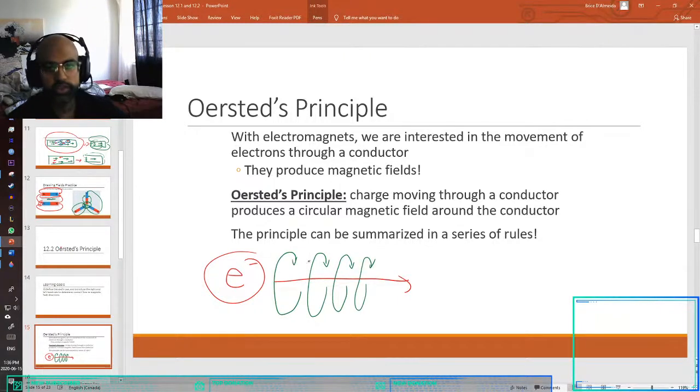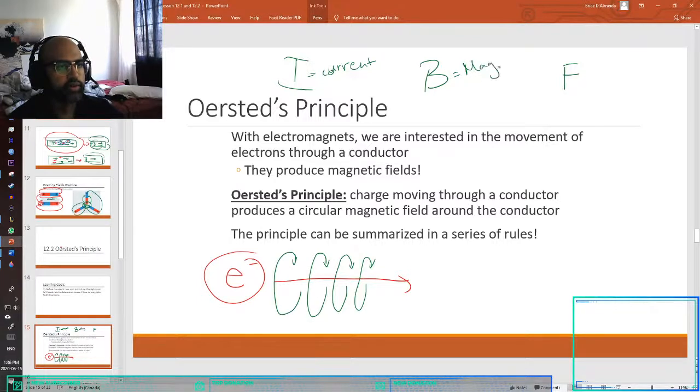And the rest of today and tomorrow as well, we're going to be talking about how to determine the direction of three main things: current, magnetic field, and force. If we know two of them, let's say the current and magnetic field, we should be able to figure out what the direction of the force is. If we know the force on something and its magnetic field, we should be able to determine what direction the current is.